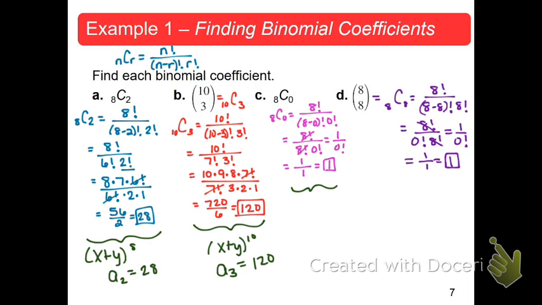And then this one says when I have an exponent of 8, then my a sub 0 is going to have a coefficient of 1. And then almost the same thing when I have, again, an exponent that's 8, then my a sub 8 is going to have a coefficient of 1 written down. Hope that helps.